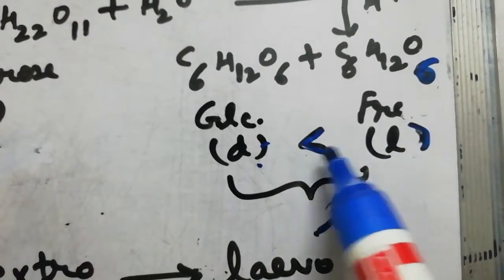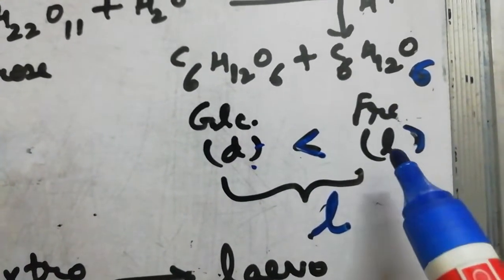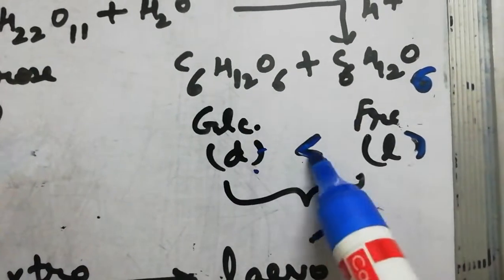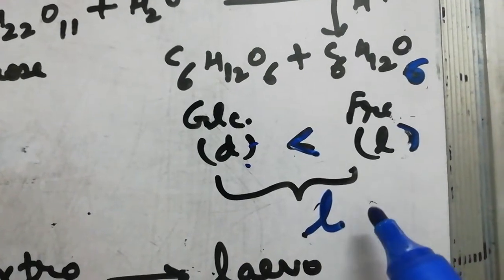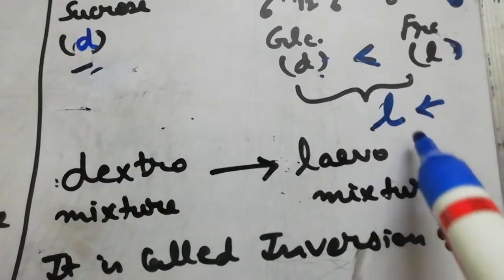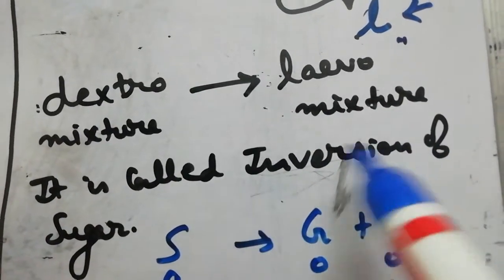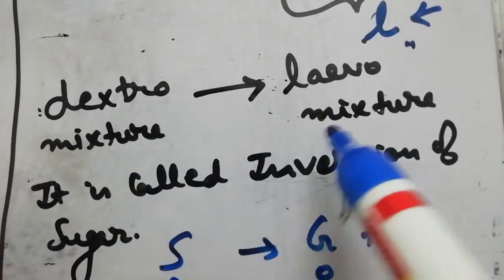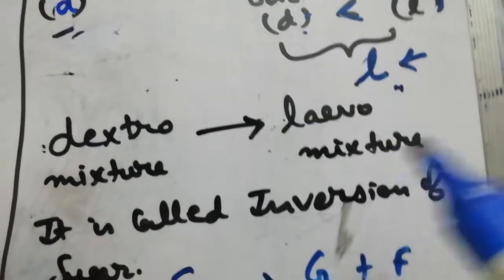So in the product we can see glucose is dextrorotatory in nature, fructose is levorotatory in nature, but dextrorotation of glucose is less than levorotation of fructose. So the mixture overall, the product mixture which we will get is levorotatory in nature. So we can see that dextrorotatory sugar mixture is converted into levorotatory mixture. So this is called as inversion of cane sugar, in which dextrorotatory mixture is converted into levorotatory mixture.